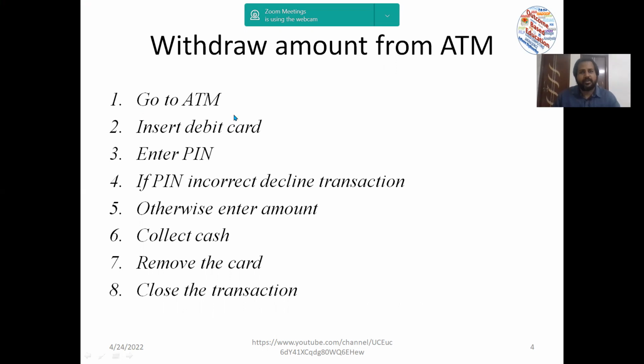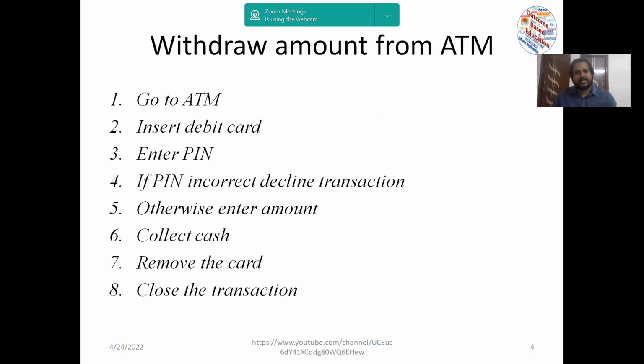For example, if you want to withdraw an amount from the ATM, what will we do? You will go to the ATM first, and then you will insert a debit card, then you will enter the pin number. If the pin number is incorrect, then the transaction will be declined. Otherwise you will enter the amount you want to withdraw, then you will collect the cash, then you will remove the card, and you close the transaction. These are all the steps you follow to withdraw an amount from the ATM.